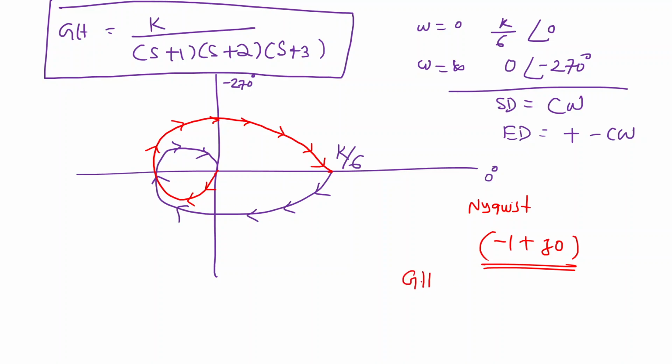If a transfer function is given as GH, then what is the closed loop transfer function? It is 1 by 1 plus GH, for a unity feedback system. If I set the characteristic equation equal to 0, these are the closed loop transfer function poles, so GH equals minus 1. But we are not finding the closed loop system stability directly; in the Nyquist plot we find it using the open loop transfer function.